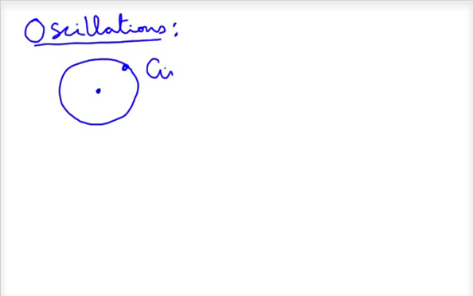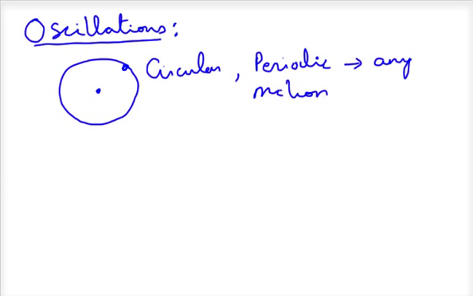Now we have also learnt about periodic motion. We know that the earth revolves around the sun, we know the moon revolves around the earth. So these are all examples of periodic motion. Periodic motion is basically any motion which repeats itself in regular intervals of time.